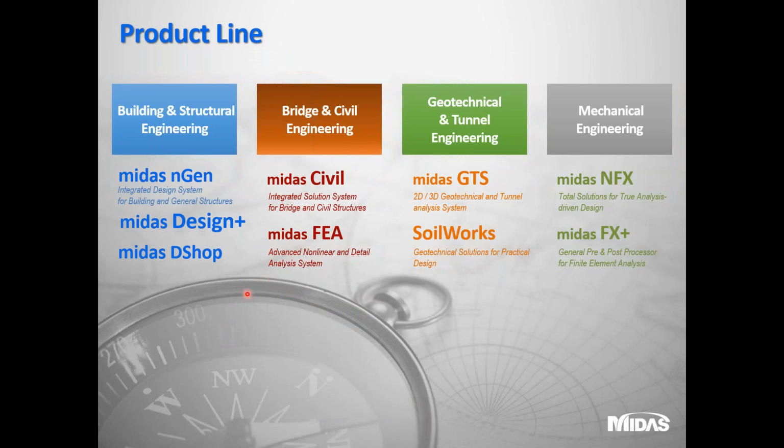To introduce you to the Midas family of products, we have a segment line for buildings and structural engineering, where we have software called Midas Gen, which is a 3D modeling, analysis and design tool for building structures. We have Midas Design Plus, which is an elemental design tool, and Midas D-Shop, which can generate the drawings and the drafting part for Midas. Under bridges, we have Midas-Civil, which is an all-in-one tool for bridge design, and Midas FEA, which is required for detailed finite element analysis for particular elements of a bridge. For geotechnical, we have our 3D software solution, Midas GTS, and for 2D, we have Midas SoilWorks. Under the mechanical segment, we have Midas NFX and Midas FX Plus as our software products.